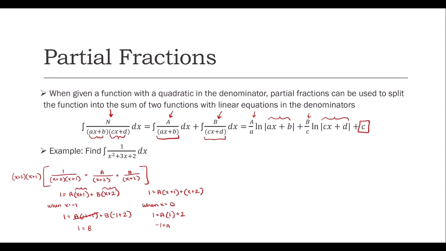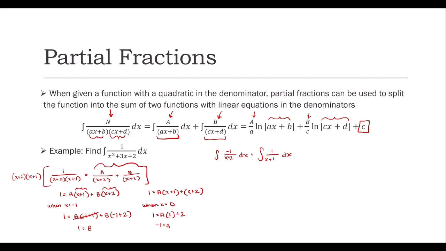So we can rewrite this integral as the integral of this here. So a over x plus 2, which is -1 over x plus 2, dx plus our integral of b, which was 1, over x plus 1 dx. So this is easier because we just have linear equations in the denominator.